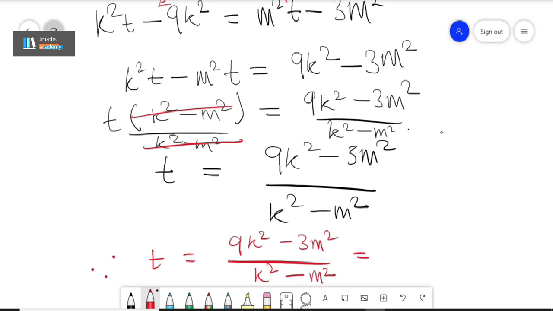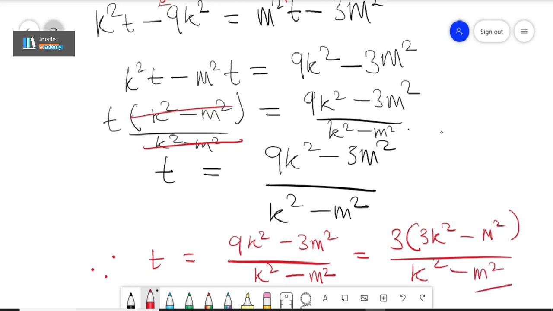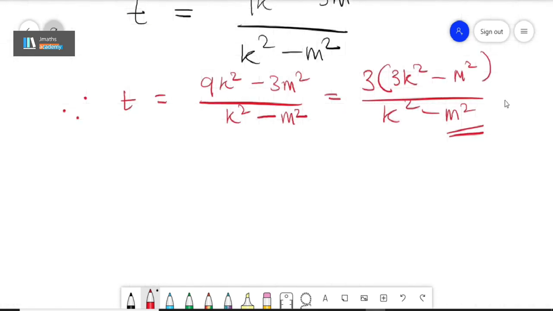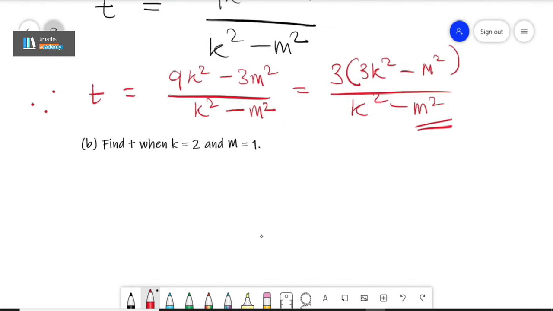And we could equally write it this way. We factorize 3 out. We will have 3 open bracket 3k square minus m square over k square minus m square. So this is our formula for t. We are not done yet, so we move on to solve the second part of the question. Now we've succeeded in making t the subject of the formula.